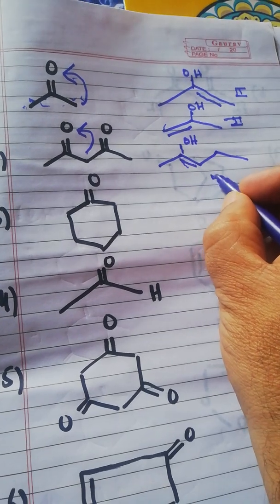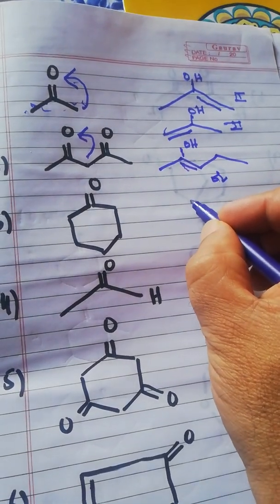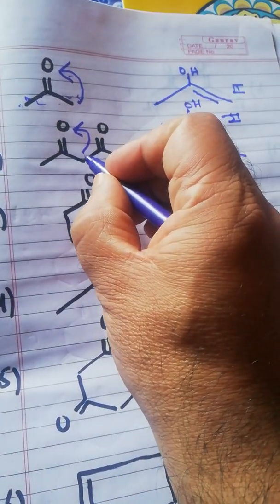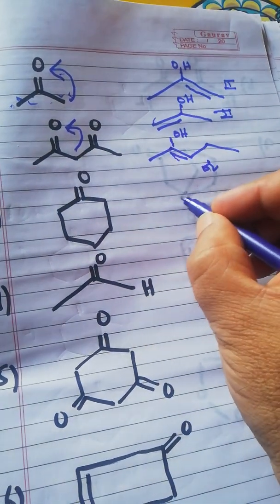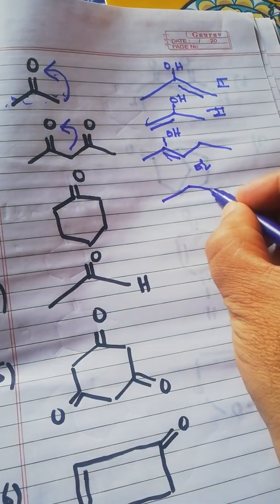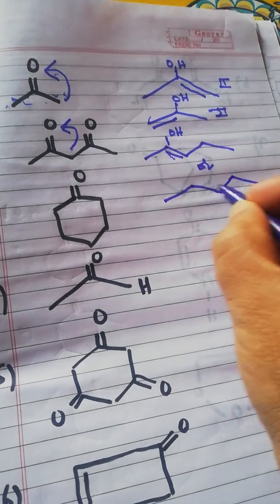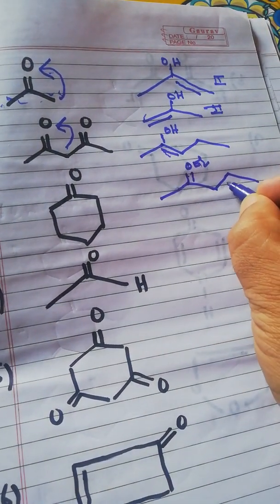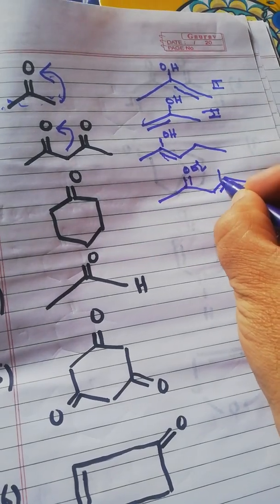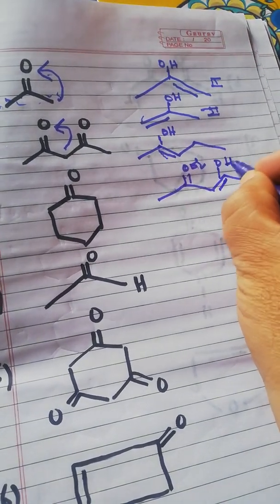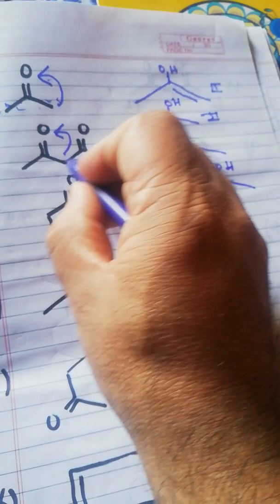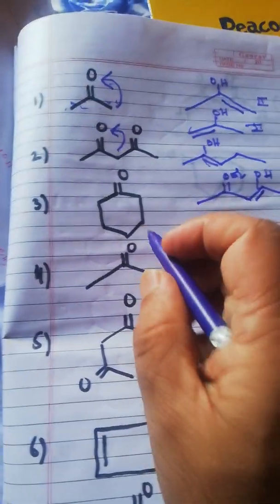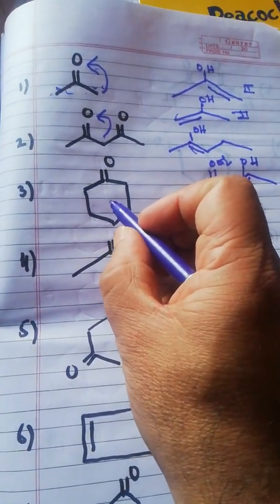Or we can also have a second structure. The hydrogen can get migrated from here and we can have a second structure like this, the enolic form like this. From here it will be double bond O, and the double bond will come here. These are the two enolic forms of this keto form. Now coming to question number 3.